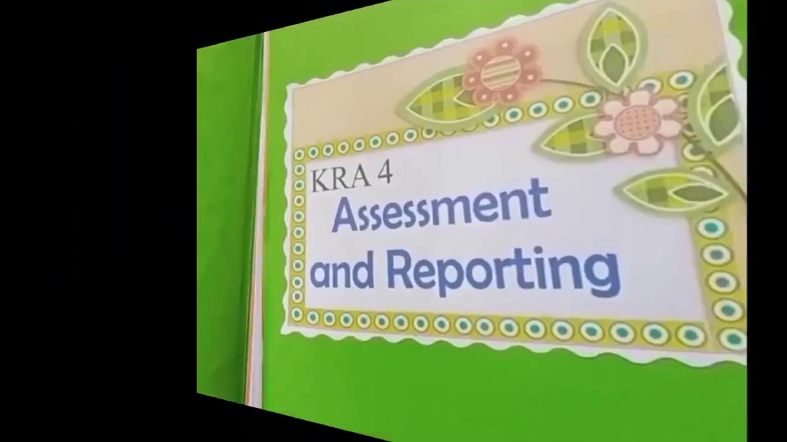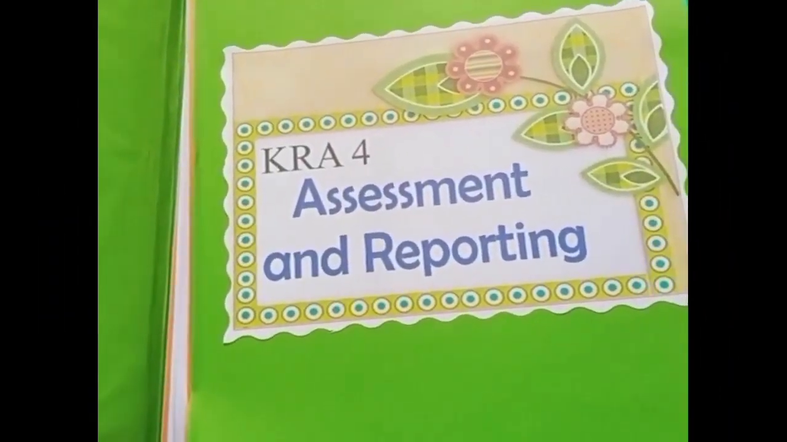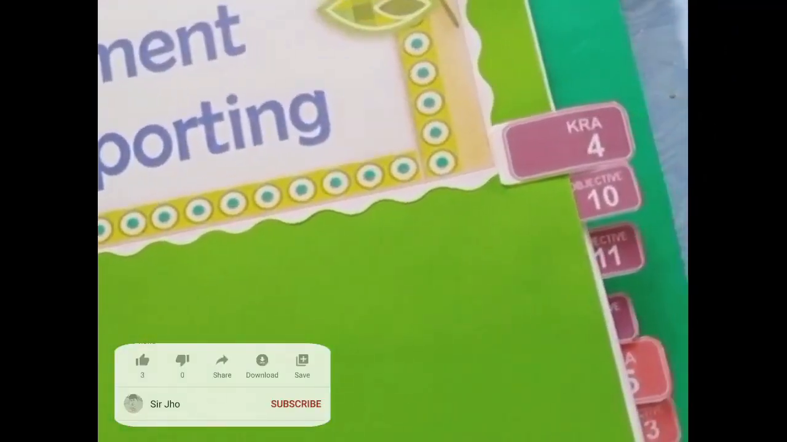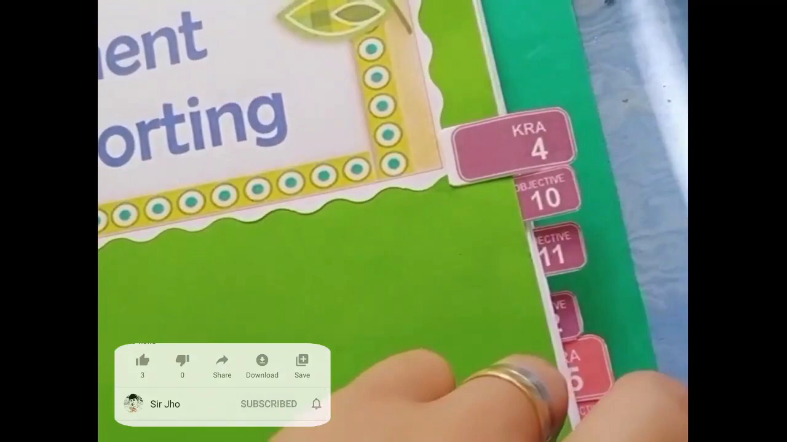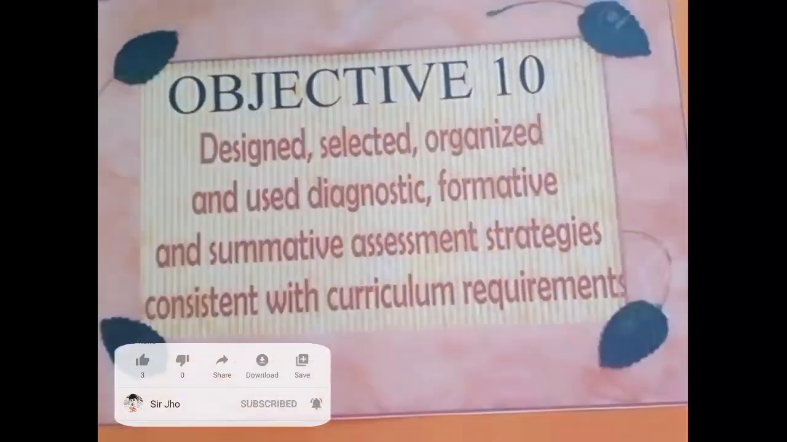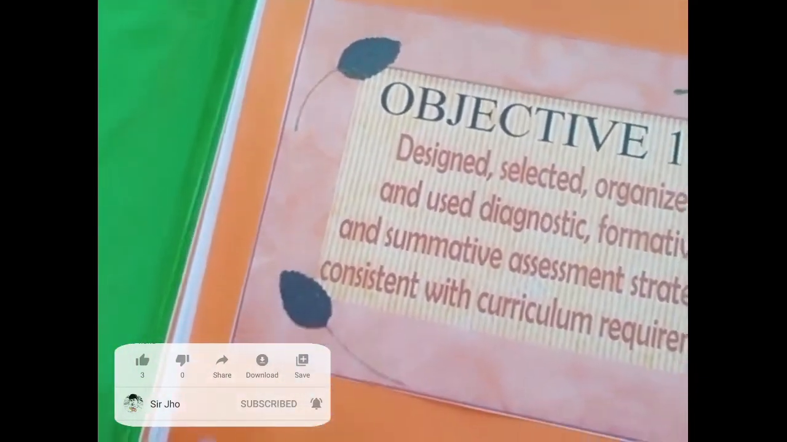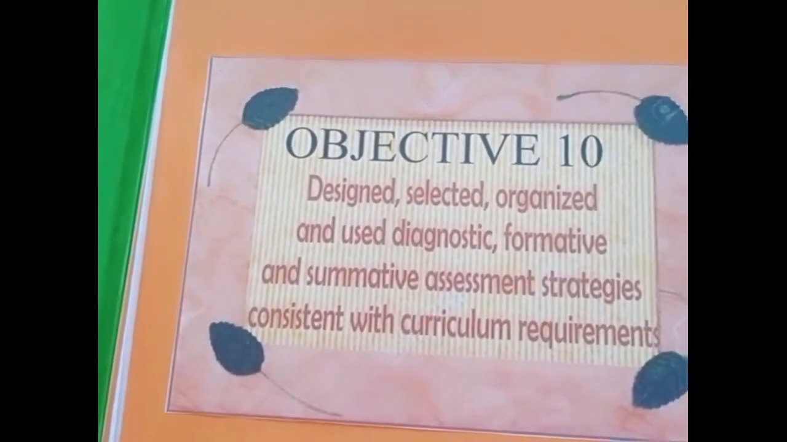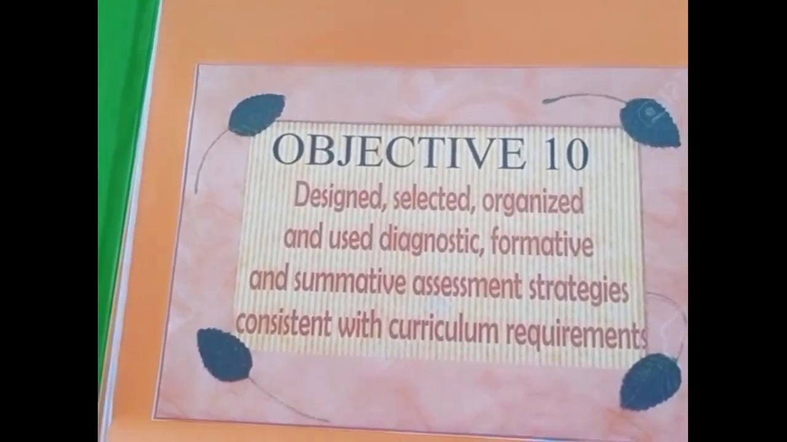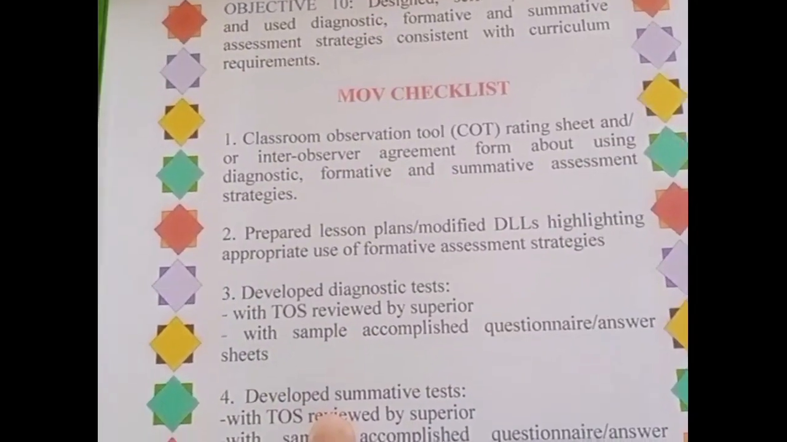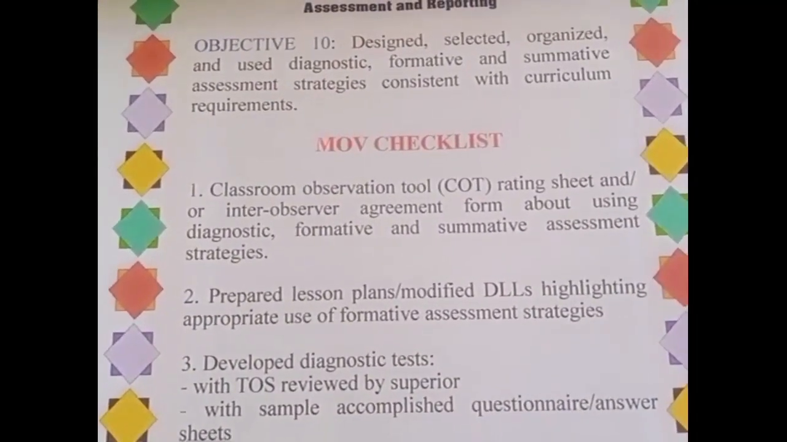So KRA number 4 is assessment and reporting. Mayroon ulit siyang tatlong objectives: objective number 10, 11, and 12. So sa objective number 10, siya ay design, select, organize, and use diagnostic, formative, and summative assessment strategies consistent with curriculum requirements. So ano-ano ang mga MOBs sa objective number 10?